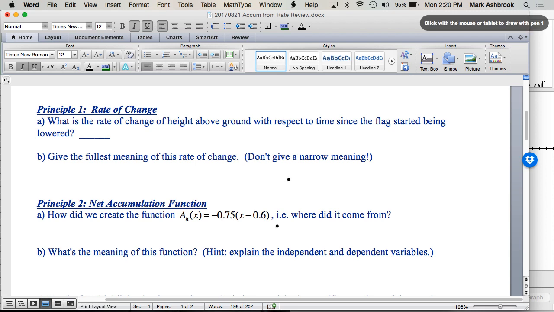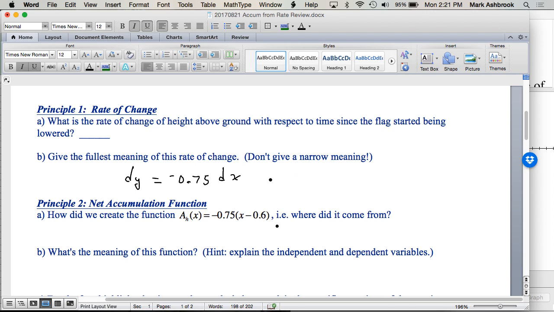Negative 0.75 times that change in time. That's right. So given any change in time, and we called that dx on Friday, the change in height is negative, what he said, negative 0.75 times that change in time.